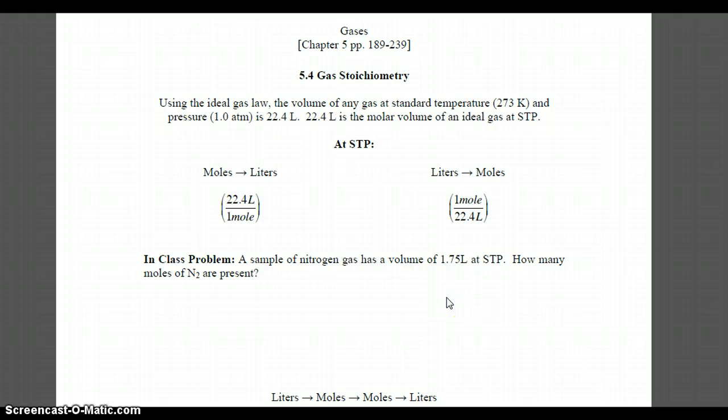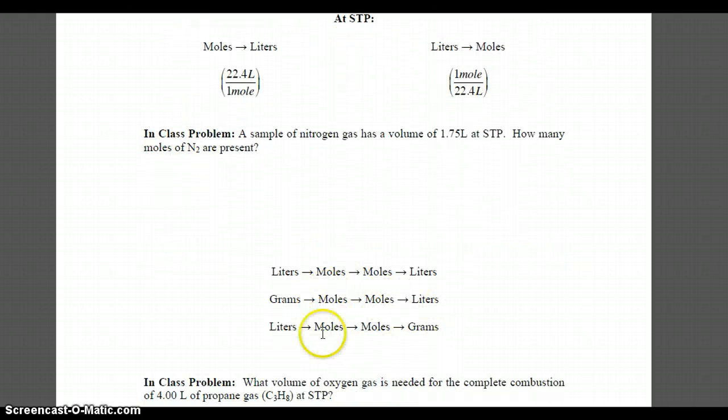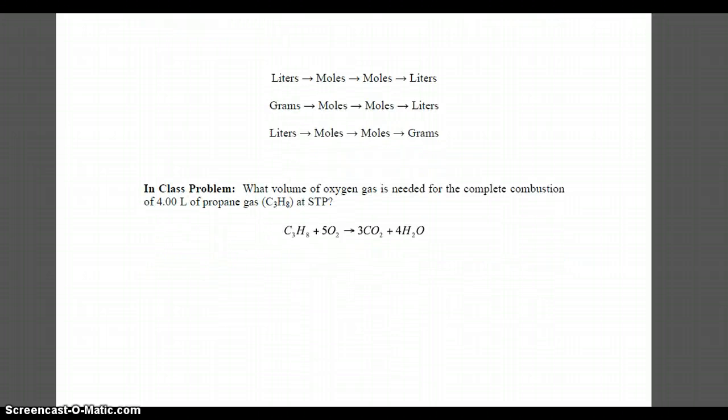Okay, so pause the screencast for a second and take a moment to do that. So when you do that, you should arrive at an answer of 7.81 times 10 to the negative 2 moles of N2, or 0.0781 moles of N2. Okay, and you could obviously convert that to grams if you needed to. So here are just some of the ways that we can use this conversion factor and incorporate it into the stoichiometry that we've already talked about.